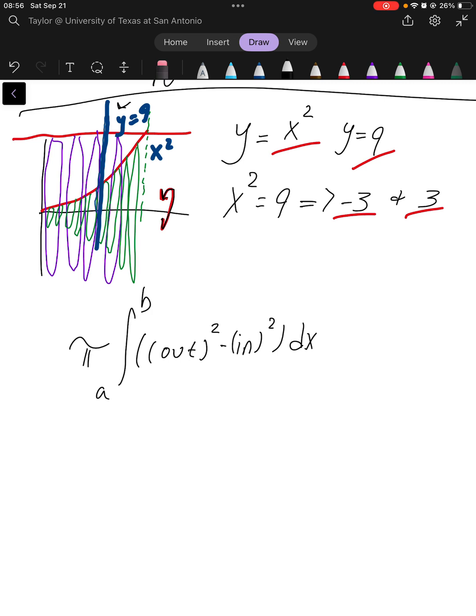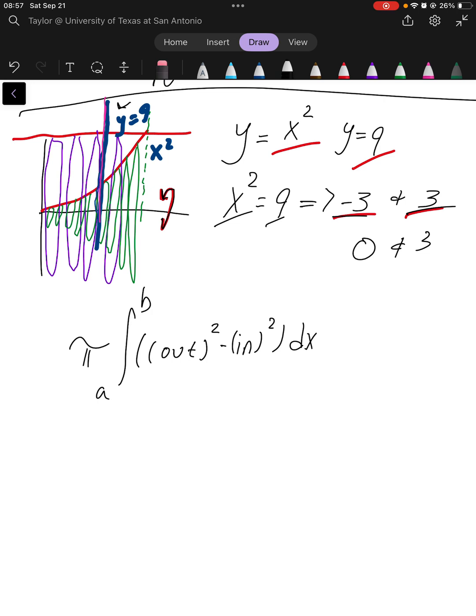Alright, and so we see that if we set these two functions equal to each other, x squared and y equals 9, we get that our bounds should be -3 and 3, but because our function is symmetric, I can let my bounds be 0 and 3. Okay, and then if we look, I have a horizontal line drawn, and so we see we touch y equals 9 and then x squared.